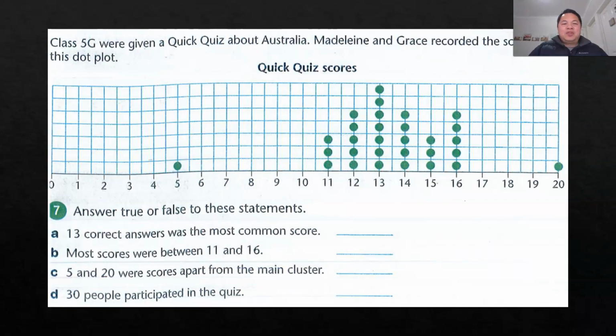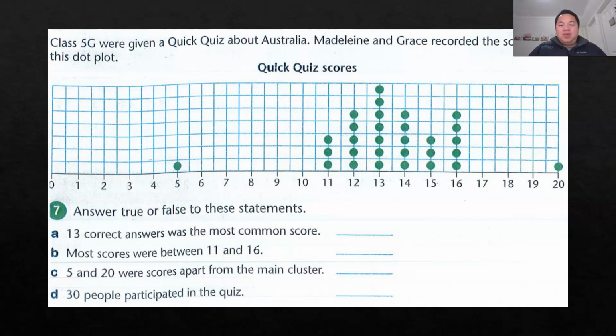And then another question about the results of students who took a quick quiz about Australia. They've recorded the scores. One student scored 5 marks, another student scored 20 marks, and the rest all range from 11 to 16. So, 13 correct answers was the most common score. Look at it. Is it true? Is it not true? I leave it for you to decide.